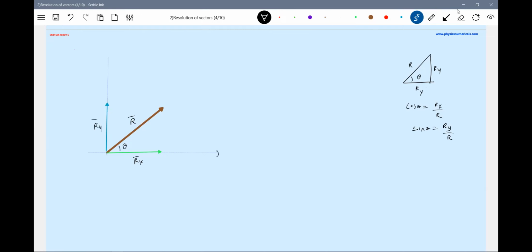With rectangular components, this is x, this is y. I just split up this vector. The component of the vector along the x-axis is Rx, a part of it. Then a part of this R bar along the y-axis, that is Ry. I'm breaking up this vector into two parts: one part is Rx, the other part is Ry.